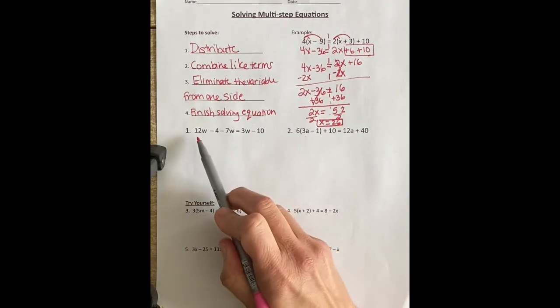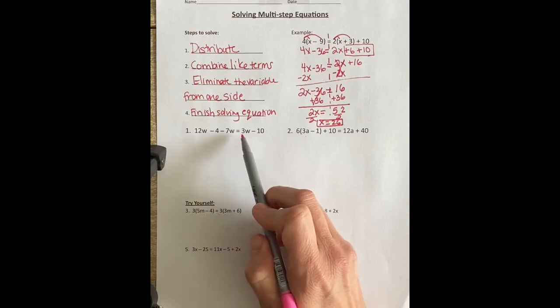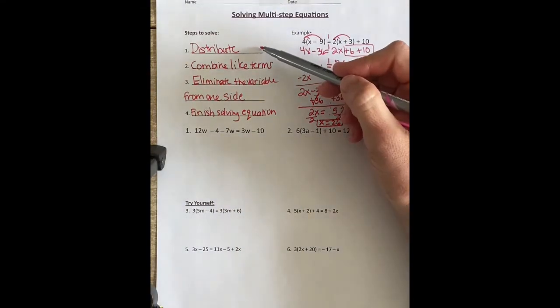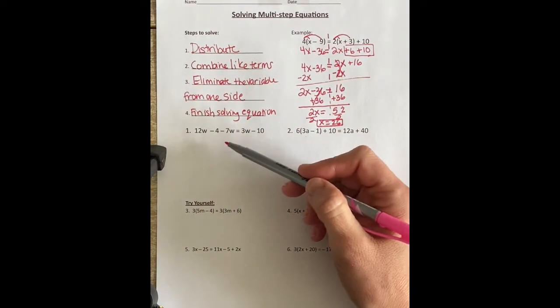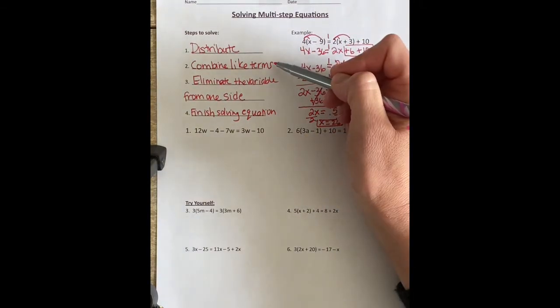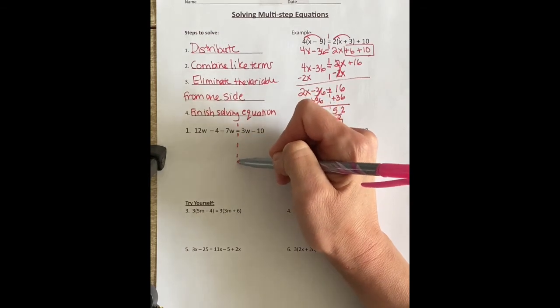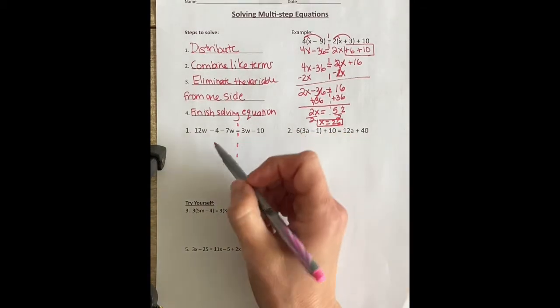So number 1, we have 12w minus 4 minus 7w equals 3w minus 10. First we have to look, do we need to apply the distributive property? So if I look back here, I don't, because I don't see a set of parentheses with a number on the outside. Now I want to look to see, are there like terms to combine? Now remember, your like terms have to be on the same side of the equal sign. So if it's going to help you, put that line there so you can see your left side versus your right side.